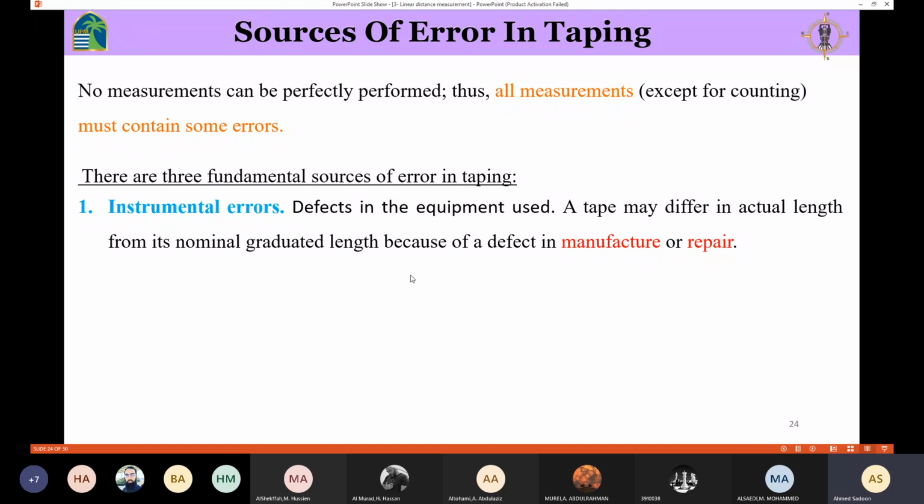So in this case, a tape may differ in actual length from its nominal graduated length because of a defect in manufacture or a repair. Okay, so the actual length is different from the nominal graduated length. So sometimes you are going to have a problem because of the instrument itself, not from you.